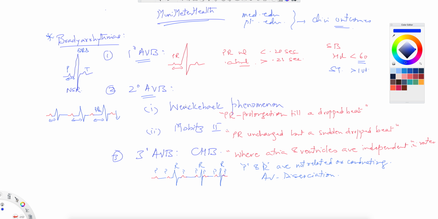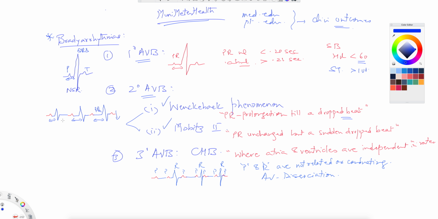Okay, now you have what is called a second degree AV block. A second degree AV block normally implies a Wenckebach or a Mobitz II. So there are two types, as you know. The Wenckebach phenomenon, which is also called Mobitz I, if you will, but just to distinguish and not to confuse, Wenckebach phenomenon is PR prolongation till a drop beat occurs. Remember, there is a drop beat.